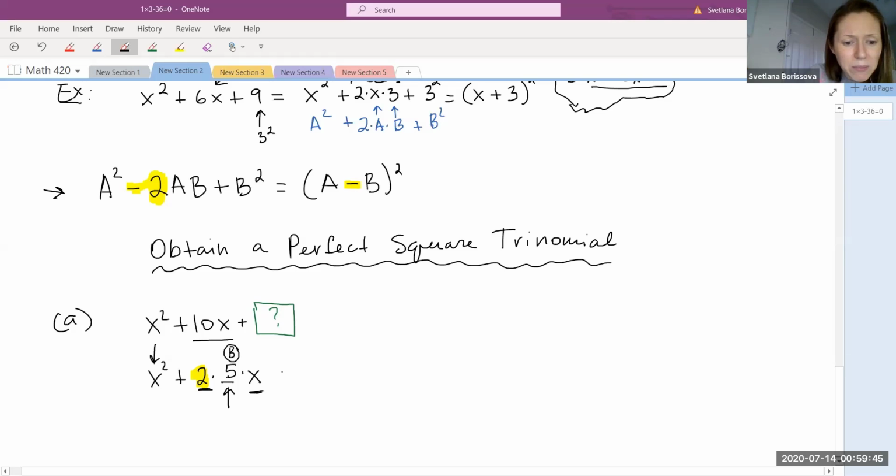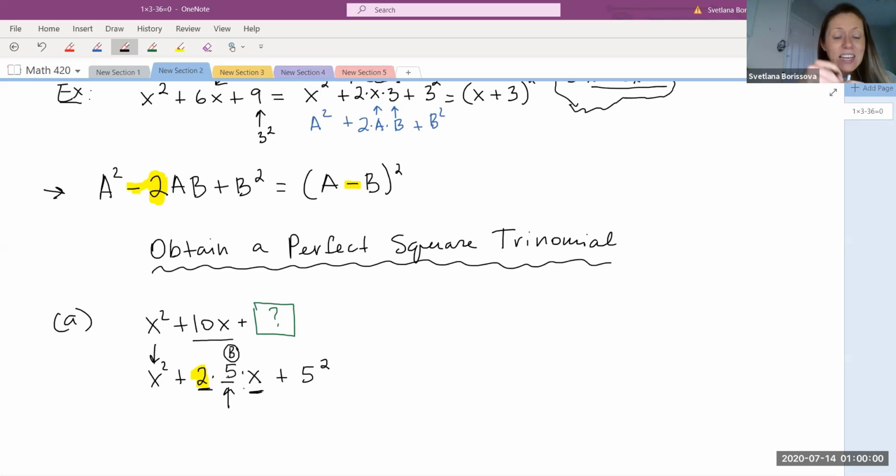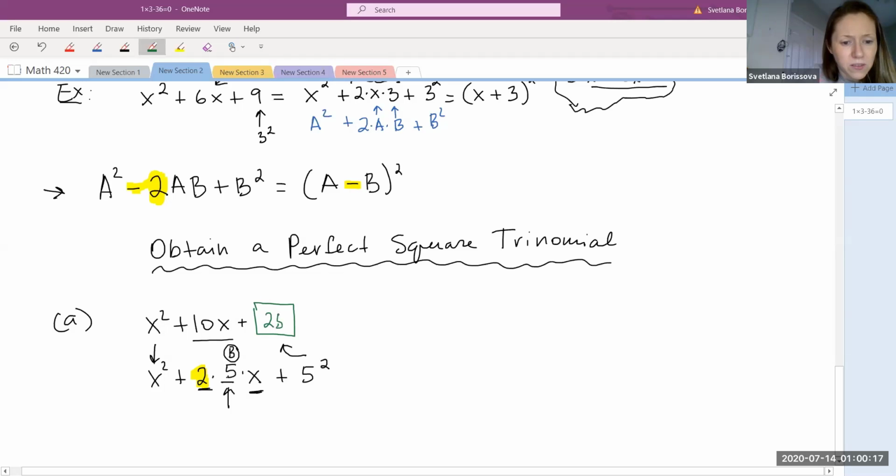And if that's b, it means that at the end, I have to place b squared. So that's going to be 5 squared, right? By seeing what's hidden inside 10x, that 5 is actually hiding inside 10x, I now know what b should be and that it has to be squared at the end. That means that the missing number right here is 5 squared. But what is 5 squared? Well, 5 squared is 25.